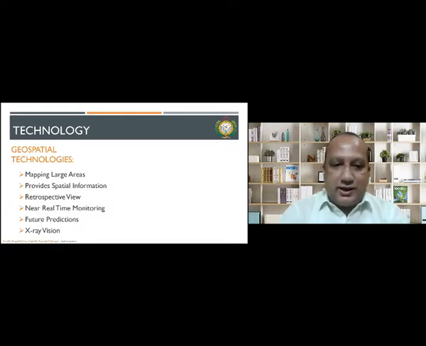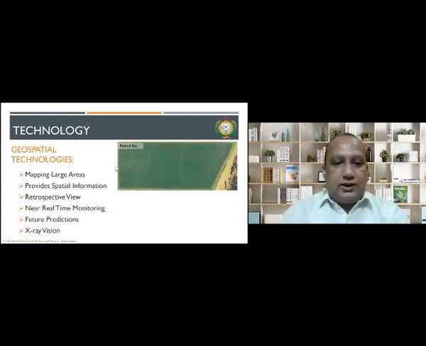Yes, you need something like X-ray vision. When we have to diagnose something, when we have to see something which is not visible through our eyes, we need some extra information. We need some tool that can help. X-ray vision of geospatial technologies helps a lot. And this is a very small example that I would like to share with you.